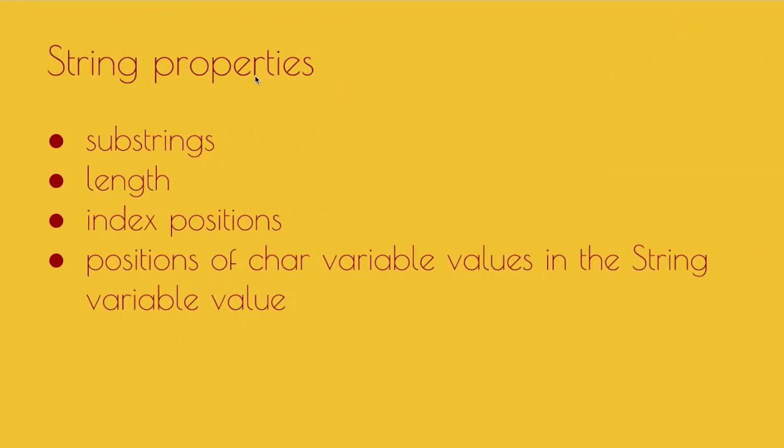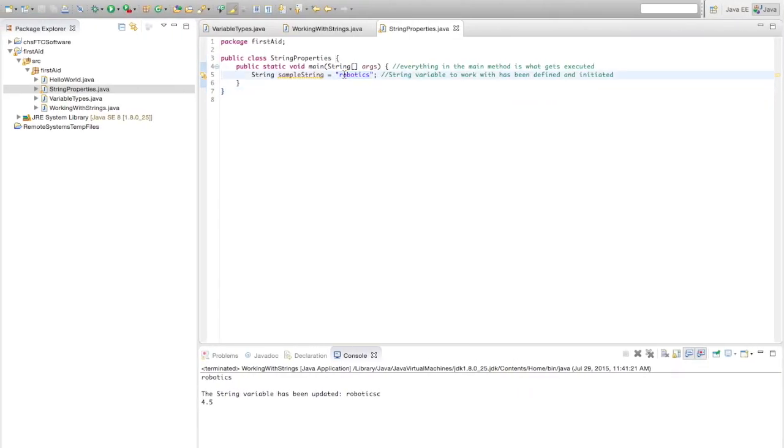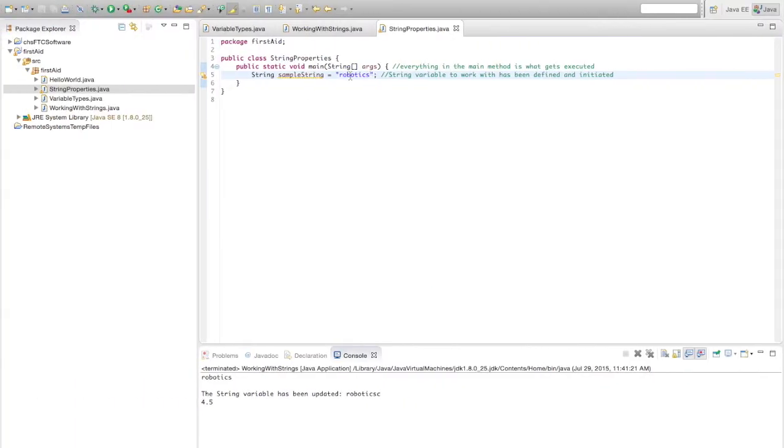Now let's move on. So with string variables, you can create substrings, which are basically smaller segments of this string. You can find its length. You can find index positions, which we will be talking about soon. And you can also find the position of a char variable value in the string. So if I wanted to find the value where O is, I could do that.